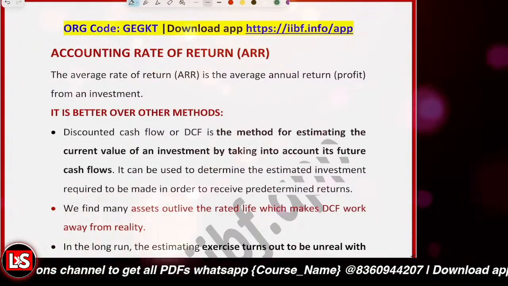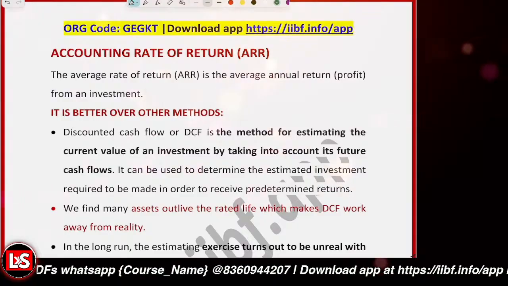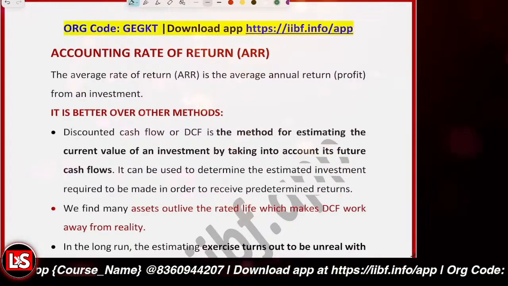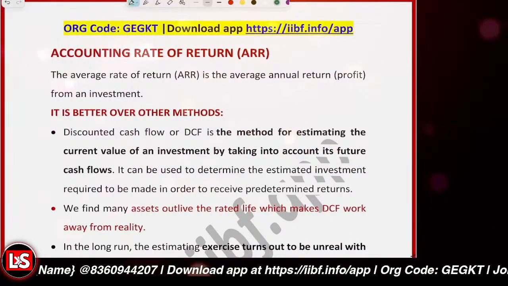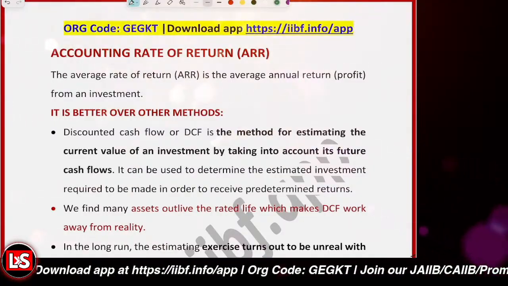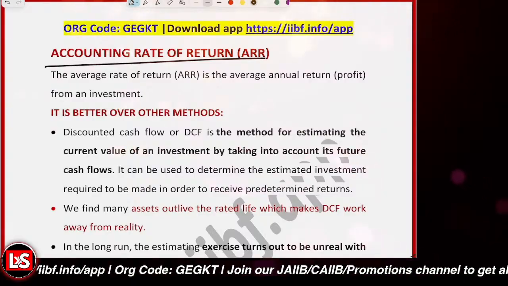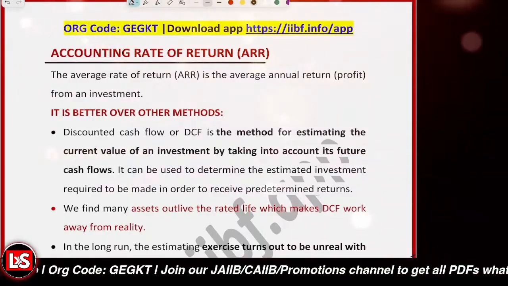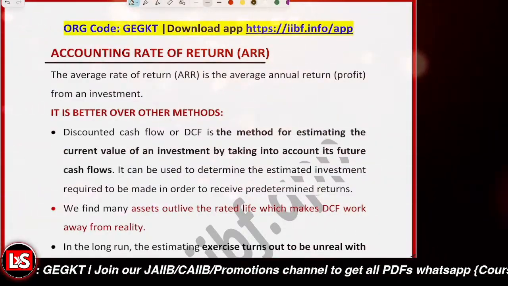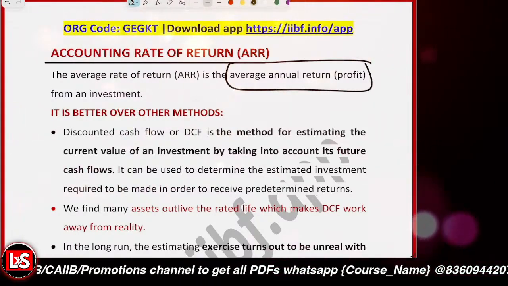The next method that we are going to cover is the accounting rate of return. Now, what is ARR? ARR is the average annual accounting profit from the investment.